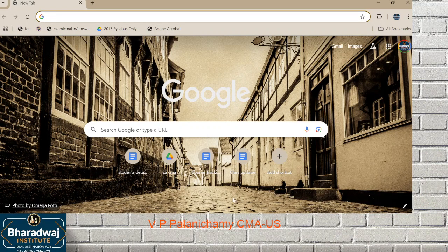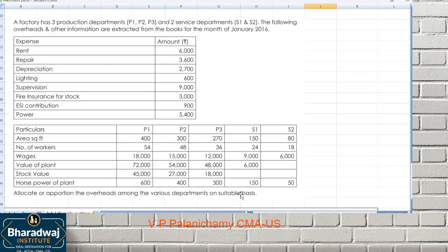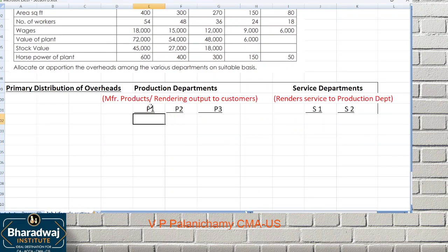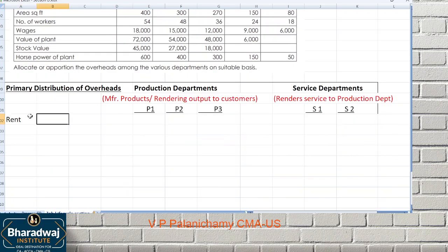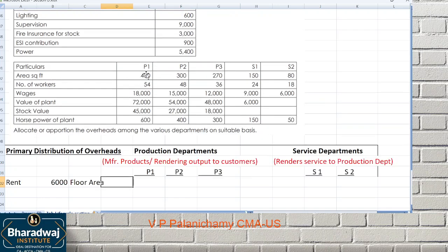So I request you to maintain the columns like P1, P2, P3. For example, rent. I request you to work out rent based on which one? Floor area. What is the ratio? This 400 is to 300 is to 270 is to 150 is to 80, like 40 is to 30 is to 27 is to 15 is to 8. Like this, I request you to apportion.